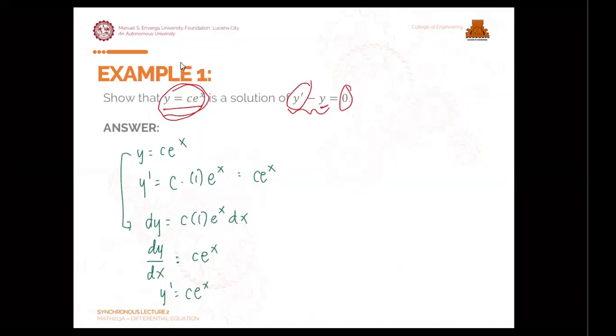Okay? Next, since we have now a value for y prime, we can now substitute ito the given differential equation. So, ito yung differential equation natin. And remember, pag differential equation, combination siya ng function itself at ng derivatives niya. So, ito yung differential equation tinutukoy natin. Okay? So, we have y prime minus y equals to 0. And substitute natin yung values ng y prime and y. So, y prime is c e raised to x and y is c e raised to x is equals to 0. Same variable, parang 1 minus 1 is 0, equals to 0.